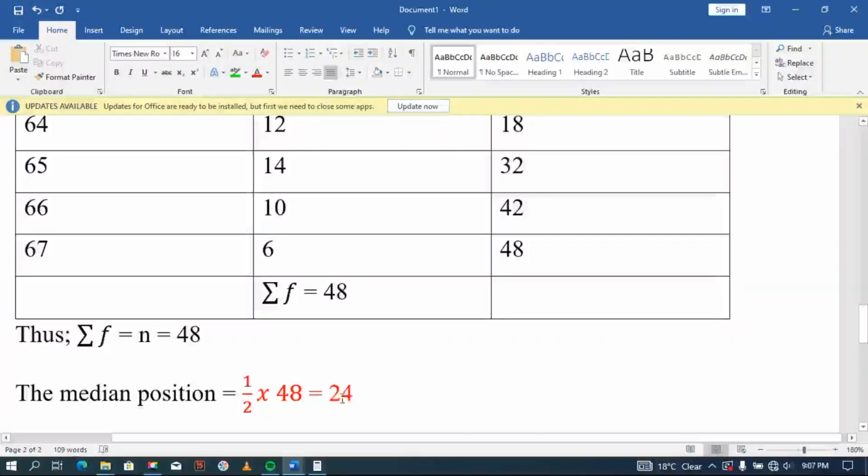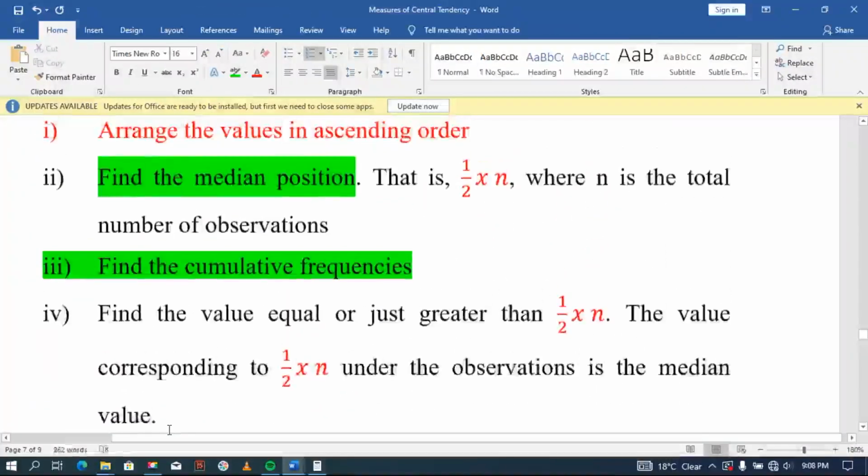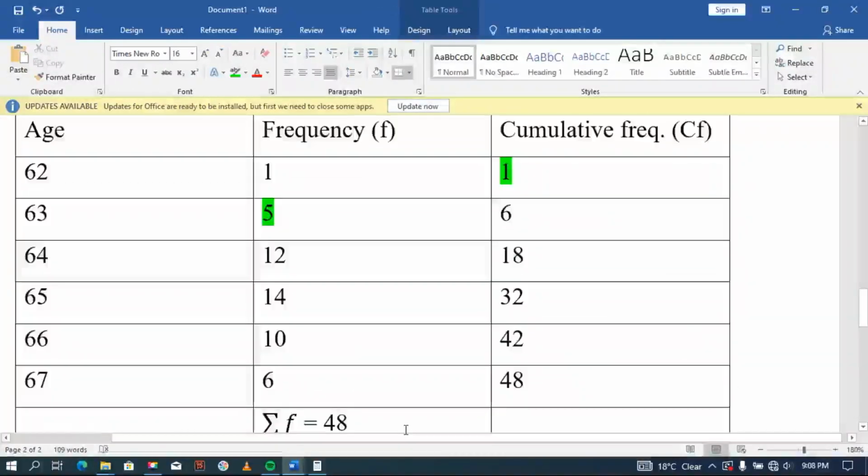So we've managed to get the median position, and we also found our cumulative frequencies already. We have another step that requires us to find the cumulative frequencies, and we have this cumulative frequency column already found here. So what is the next step after finding your median position and the cumulative frequencies? Let's look at the next step, that is step 4.